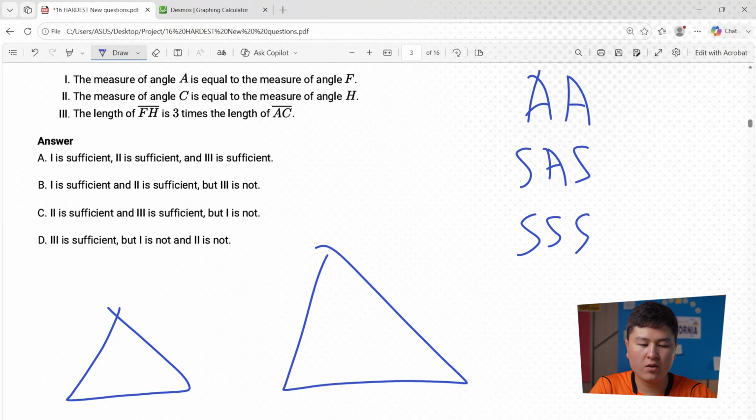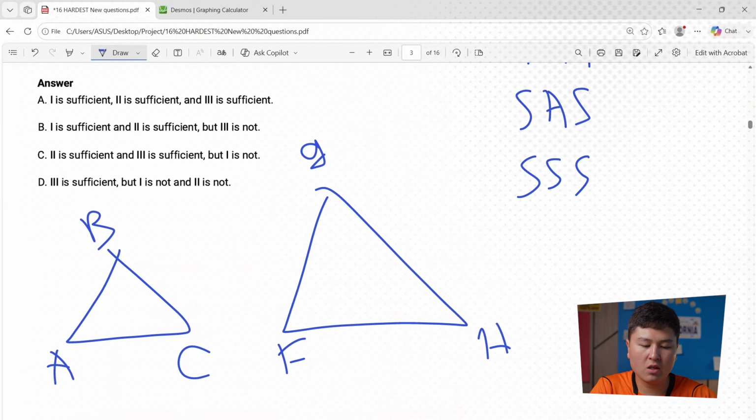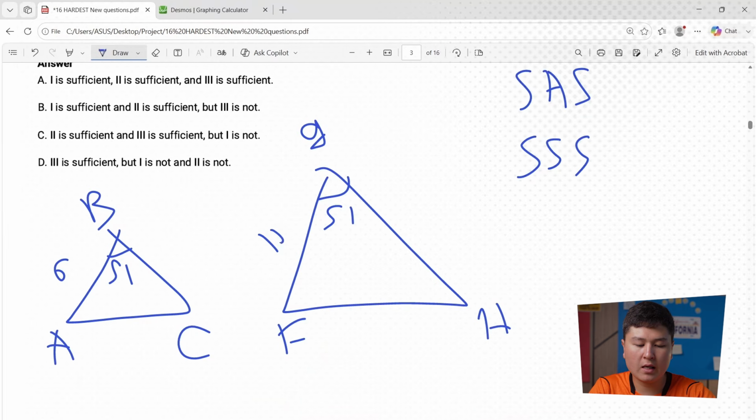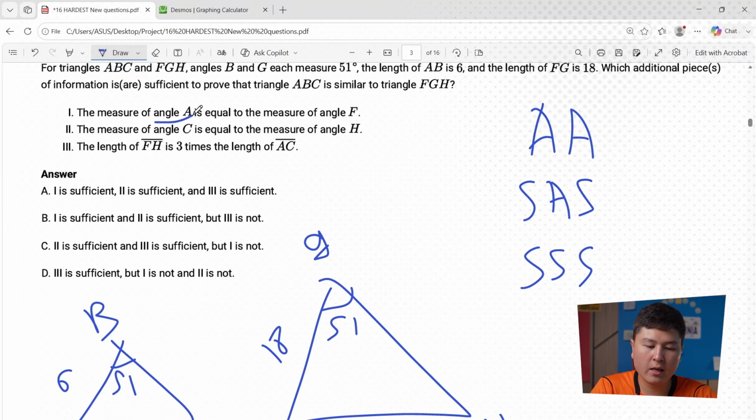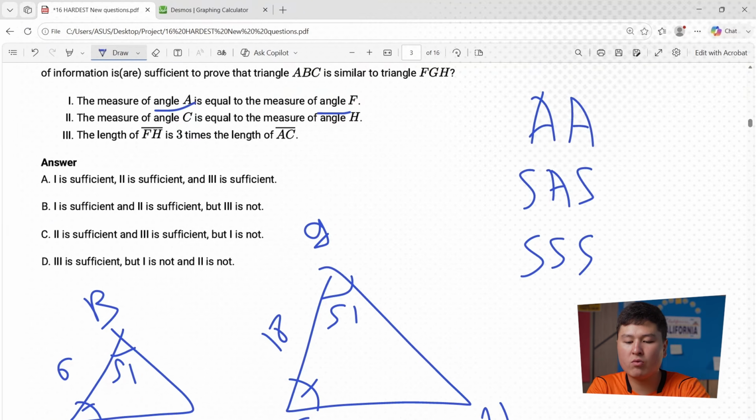For example, the first triangle is ABC, and the second one is FGH. So we have B and G both 51, and then AB is 6 and FG is 18. So FGH is 3 times triangle ABC. And then let's read the first option: the measure of angle A is equal to the measure of angle F. If angle A is equal to angle F, that means we can prove these are similar, because you are already given one angle and you now have the second angle, so it is matching with angle-angle.